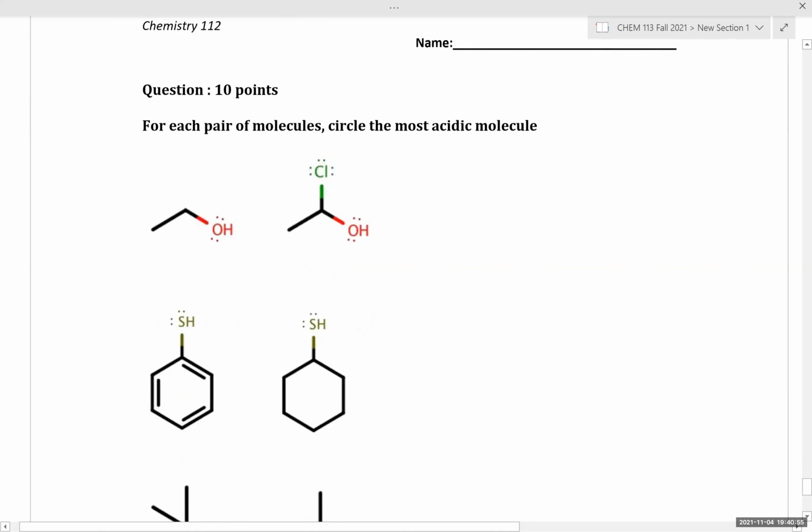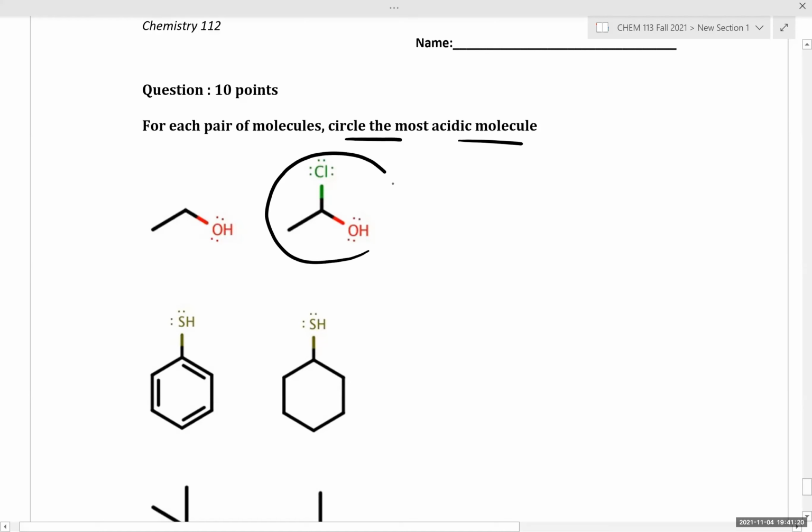Okay, now we're doing some simple selection of the most acidic molecule. So for each pair, we're asked to circle the most acidic. So what do we think? The one on the left or right? Ethanol or chloroethanol? What's more acidic? The one on the right.